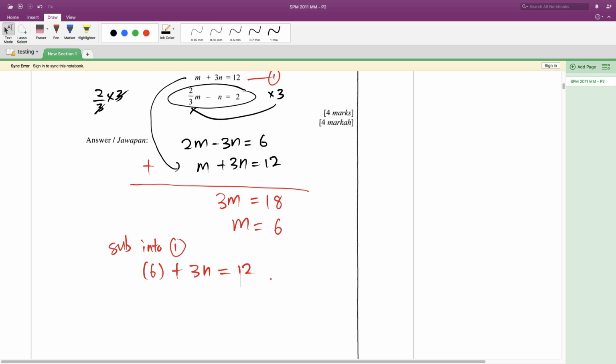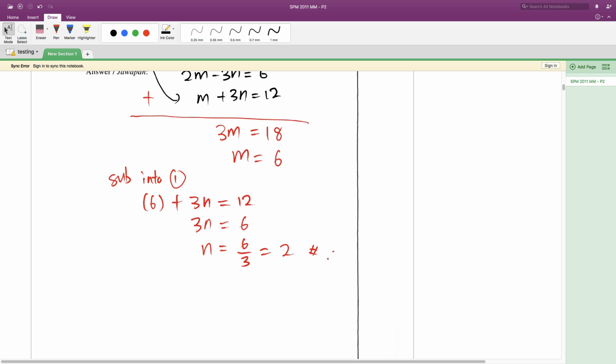Then what you do next is you move the 6 to the other side. It's just 12 minus 6, which is 6. So n equals to 6 over 3, which is 2. Done. Okay, this kind of simultaneous equation topic is very easy. I think all of you shouldn't have any problem for this.